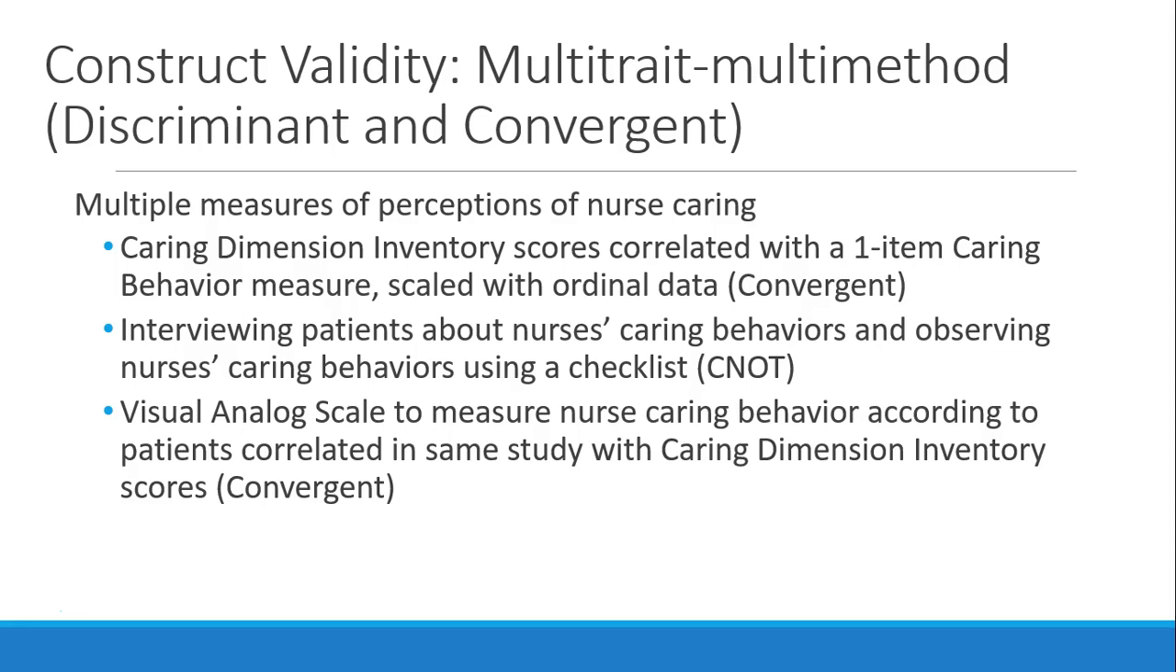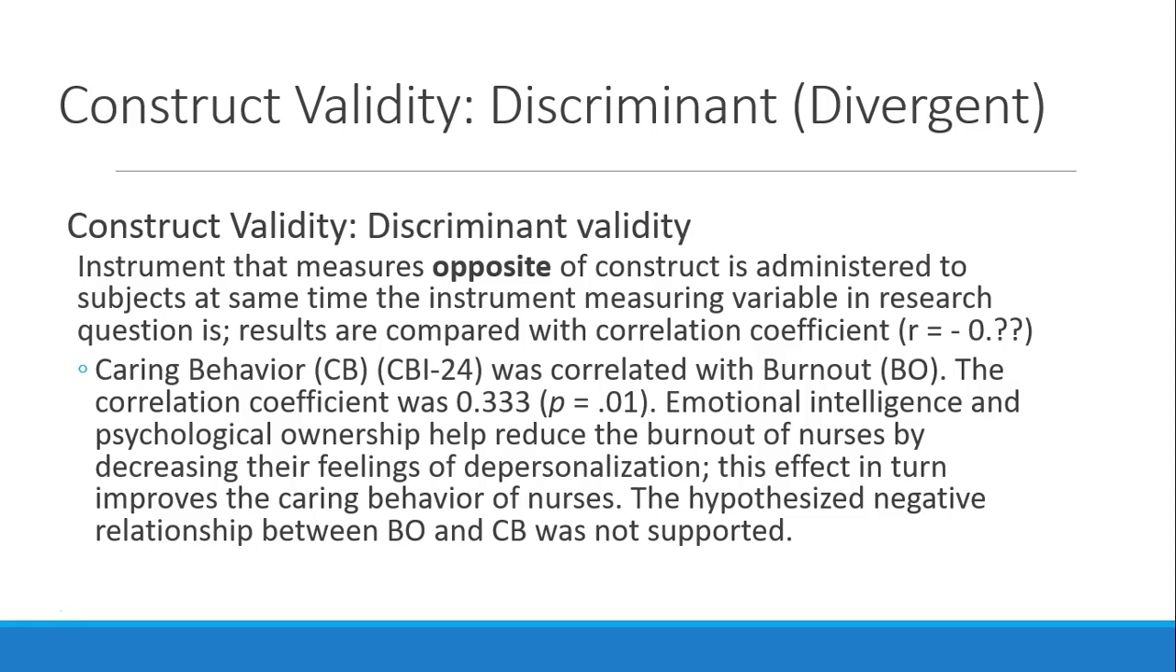A visual analog could be used to measure nurse caring. That's the 10 centimeter line, looking at where that line falls and measuring it in millimeters, and then also correlating that one score with a total score in the Caring Dimension Inventory, and that would establish convergent validity too. Discriminant validity goes in the opposite direction, so that you might have an inverse correlation coefficient.